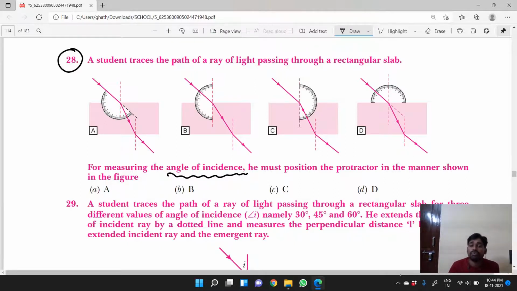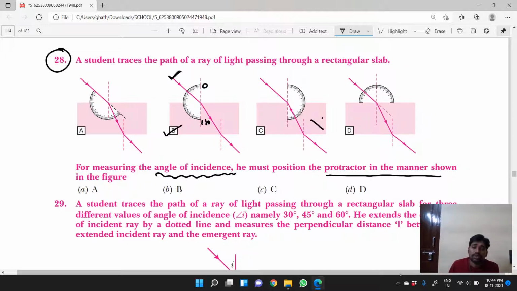Then the protractor, how to place it is the question. In which manner you have to place the protractor? Protractor should coincide 0 with the normal and 180 also with normal only. And this is also coinciding with the normal, but they were placed on the right side, but the ray is incident from the left side. So we have to place in this manner, not like this. So answer is nothing but B is correct.